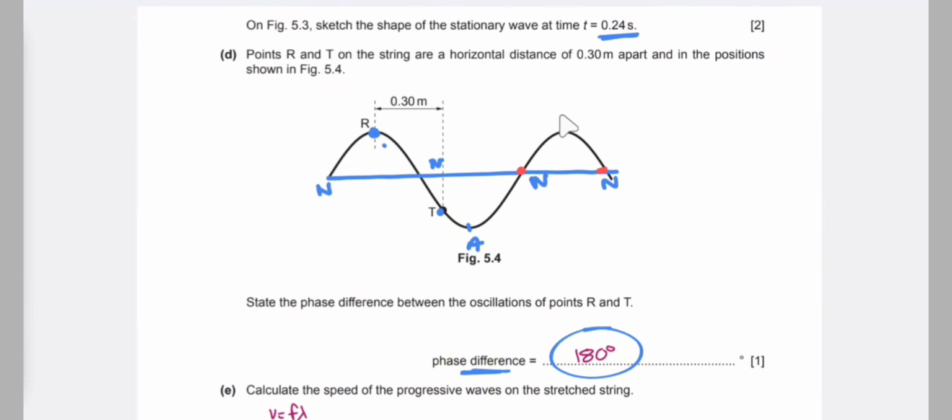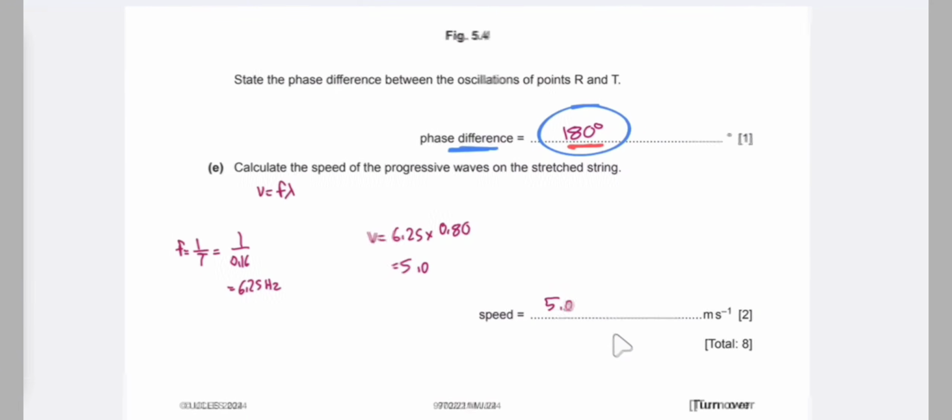But if the 2 points are separated by the node, then the phase difference is 180 degrees. But if the 2 points are within the node, then the phase difference is 0 degrees. Similarly, right now points R and T are separated by a node. Since the points are separated by a node, the phase difference is 180 degrees.